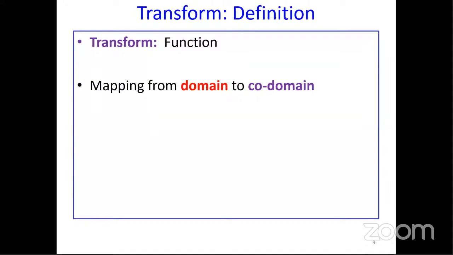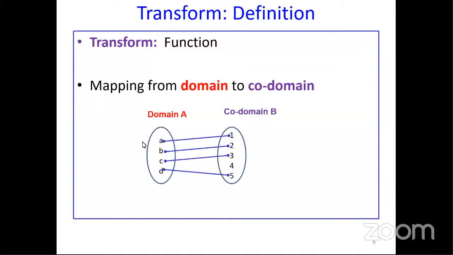Important things called one is domain and another one is codomain. For example, domain is one set, codomain is another set. This consists of elements A, B, C, D. Codomain consists of the numbers 1, 2, 3, 4, 5. Every element in the domain must be mapped to some other element in the codomain. That is the fundamental thing you have to understand in order to know the transform.